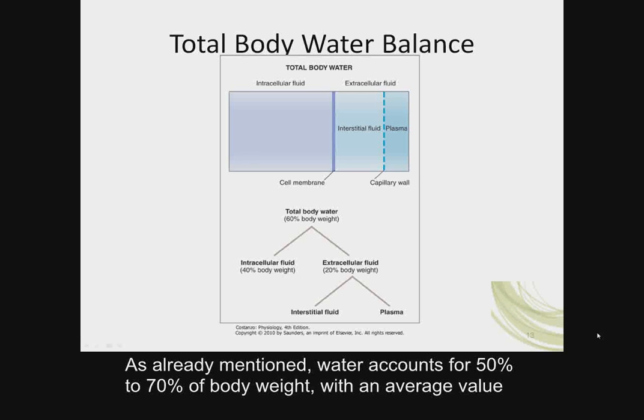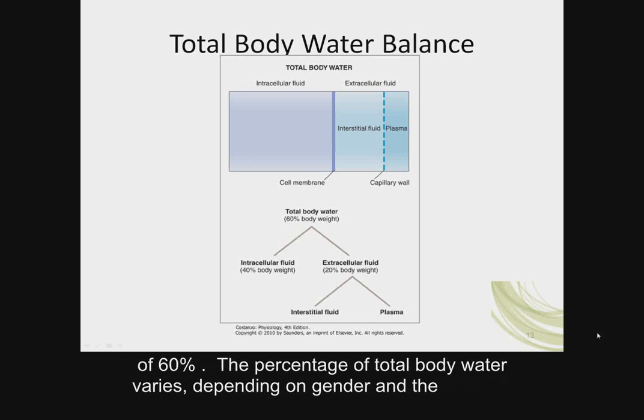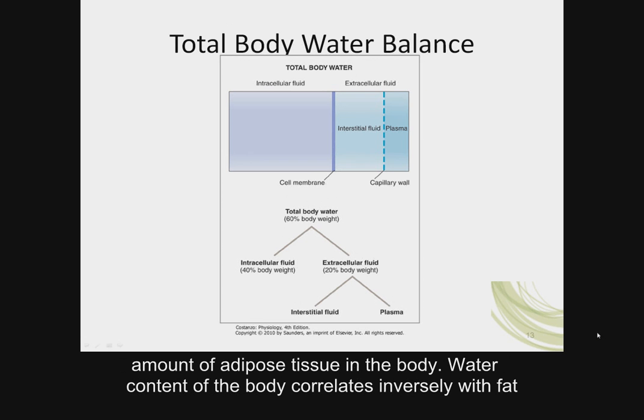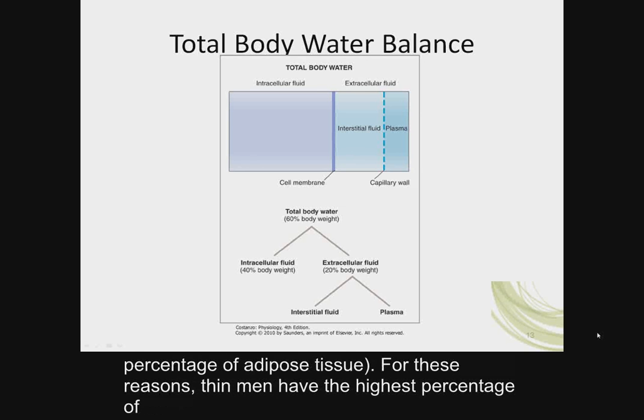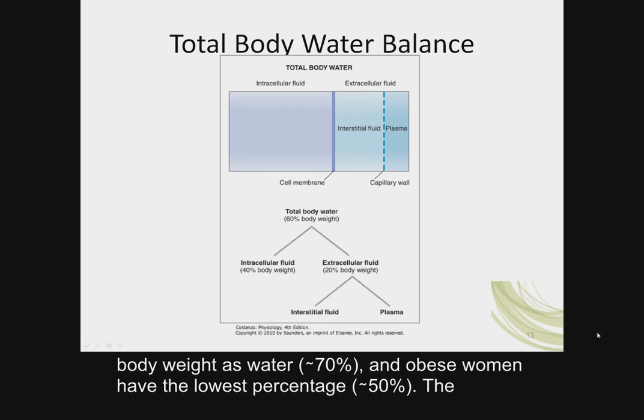As already mentioned, water accounts for 50 to 70% of body weight, with an average value of 60%. The percentage of total body water varies depending on gender and the amount of adipose tissue in the body. Water content of the body correlates inversely with fat content. Women have lower percentages of water than men because women have a higher percentage of adipose tissue. For these reasons, thin men have the highest percentage of body weight as water, about 70%, and obese women have the lowest percentage, about 50%.